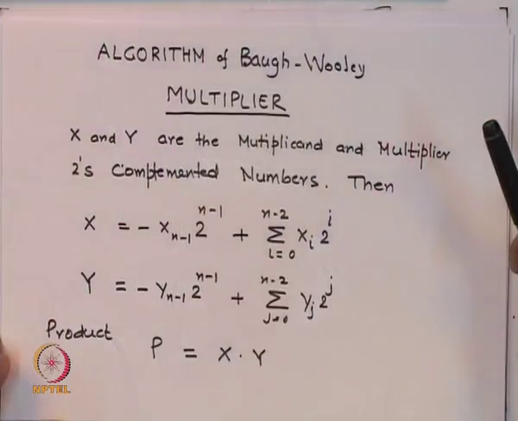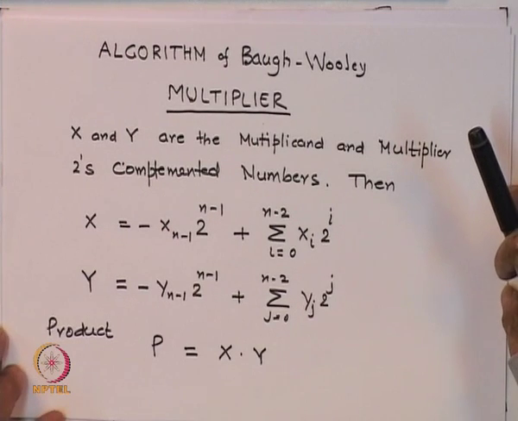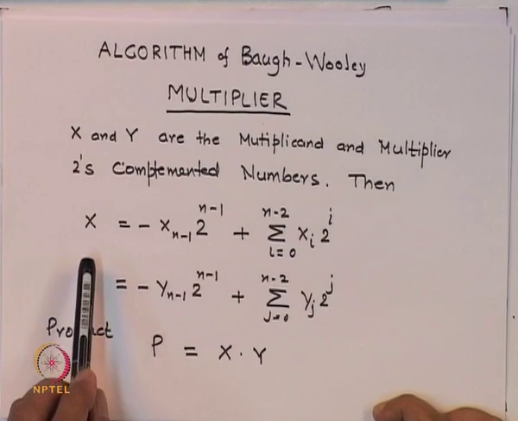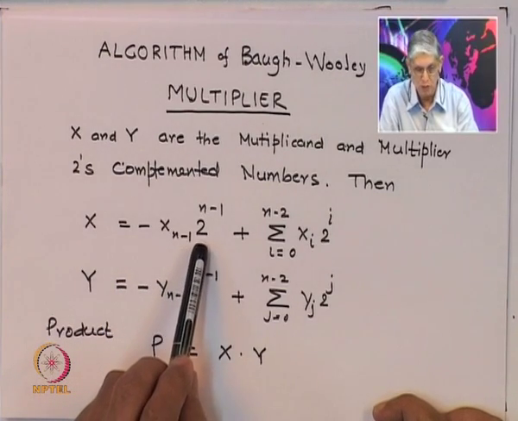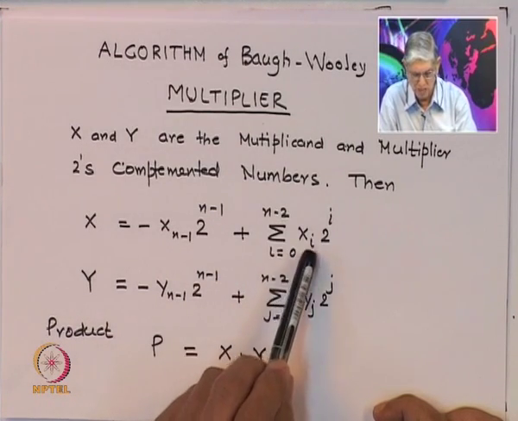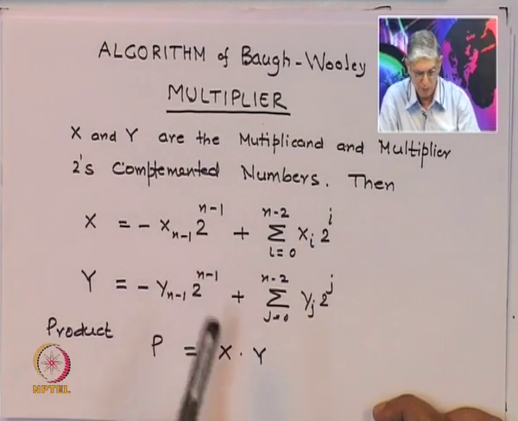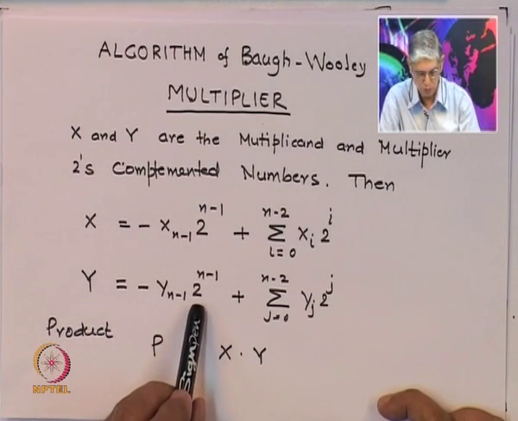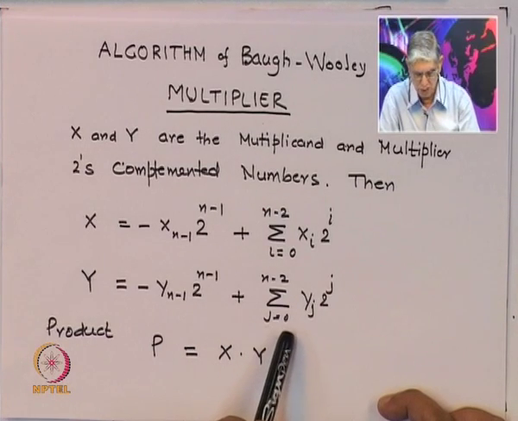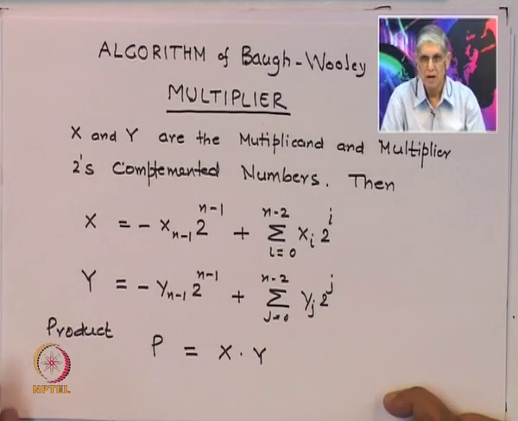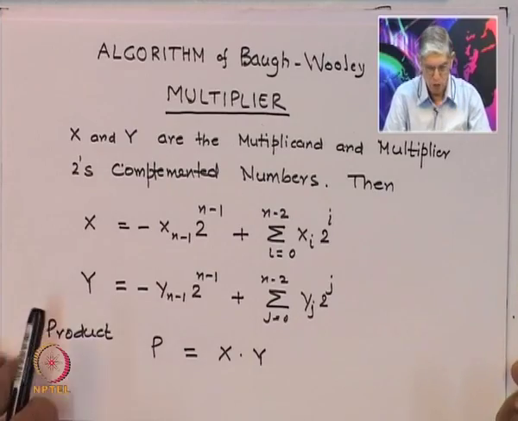Let us say x is a multiplicand and y is the multiplier, and both numbers are represented as 2's complement numbers. Then x can be written as, please remember how x can now be written, minus x n minus 1 2 to the power n minus 1, plus the sum for i equal to 0 to n minus 2 of x i 2 to the power i. This is the 2's complement method of representing numbers. Similarly, y can be represented as minus y n minus 1 2 to the power n minus 1 plus the sum for j equal to 0 to n minus 2 of y j 2 to the power j, and we know the product term is x into y.